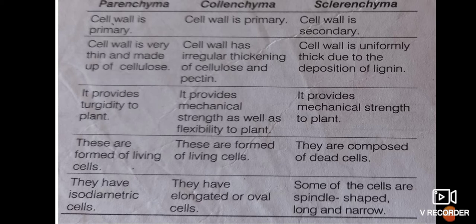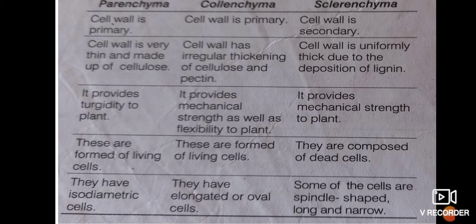Okay, now moving to the second difference: the cell wall is very thin and made up of cellulose. The parenchymal cell wall is primary as well as very thin and made of cellulose, whereas in collenchyma the cell wall has irregular thickening of cellulose and pectin, especially at the corners. The cells of collenchymal tissue are a little thicker at the corners, and why? Because cellulose and pectin are present there, whereas the parenchymal cell wall is made only of cellulose.